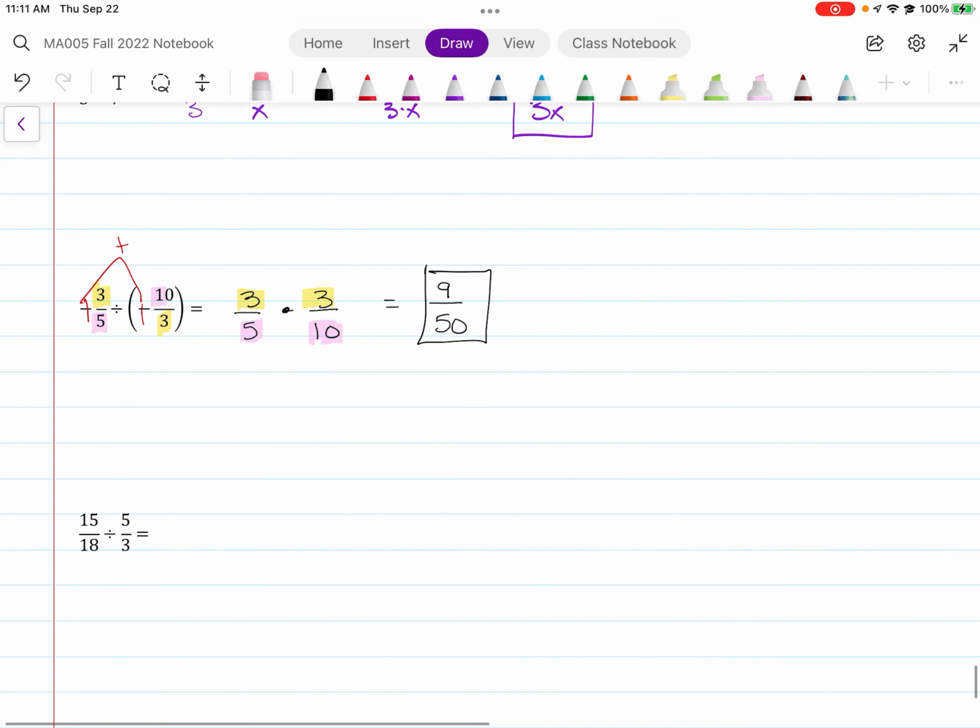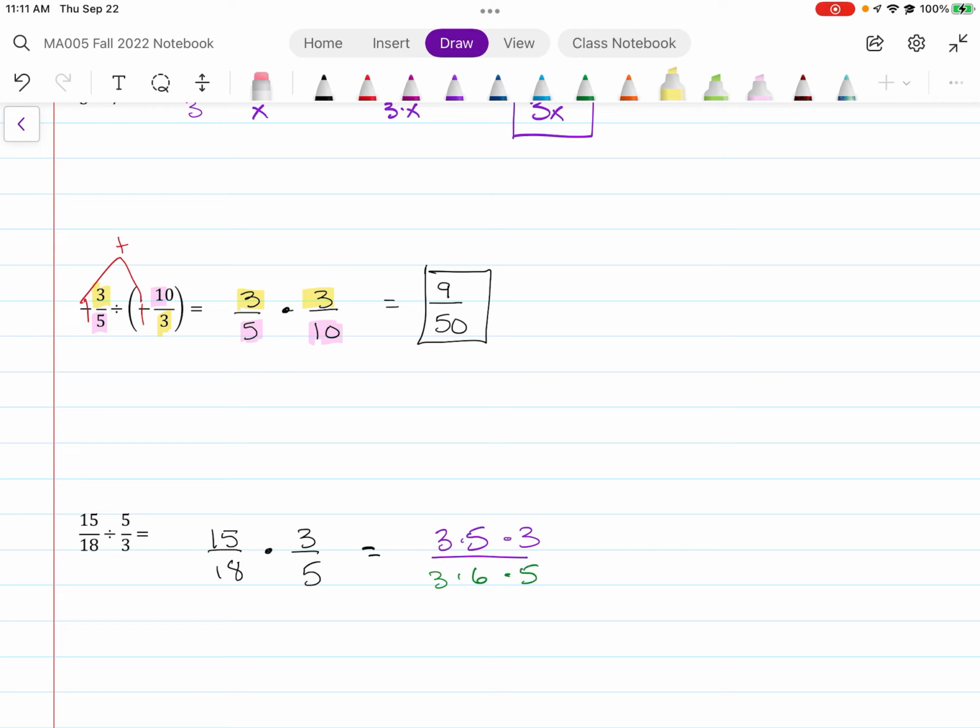All right, next one, we've got 15 over 18. Now I change to multiplication, and I flip the second one. So keep, change, flip. All right, so I do see some common factors here, so I'm going to rewrite this. 18 has a 3 in it, and I see that 15 has a 5 in it. So I'm going to factor those out. On top, I've got 3 times 5, and then times the other 3. And on the bottom, I've got 3 times 6, that's the 18, times the 5.